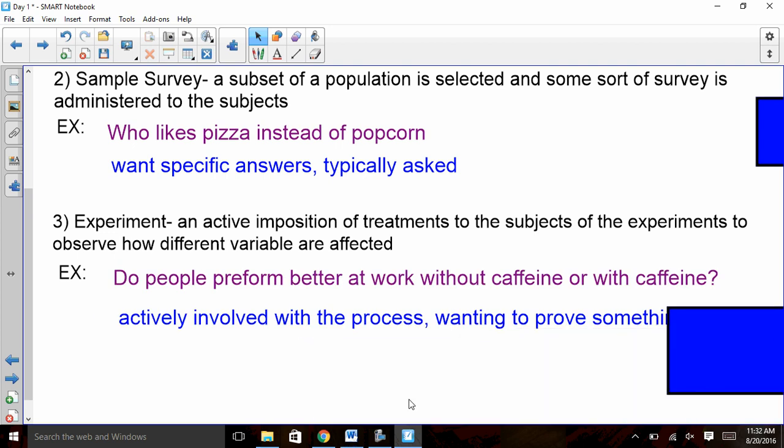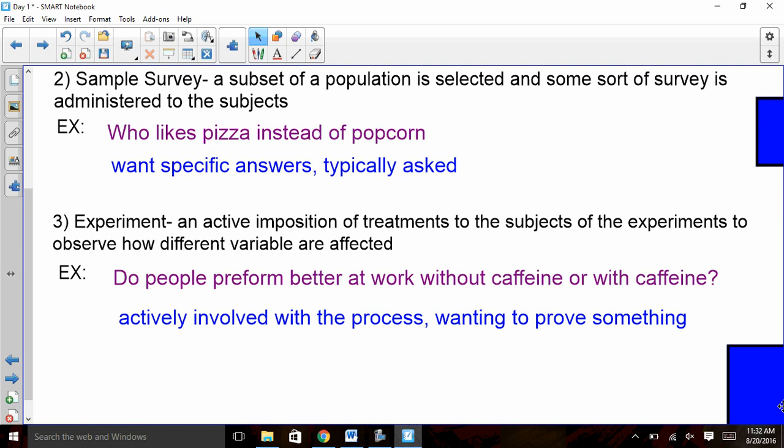And lastly, an experiment. That's where it's actively done. You're trying to determine some answers. So who works better with caffeine or without caffeine? Can you actually perform better at work with caffeine or without? So again, you're actively involved with the process, and you're wanting to prove something works over something else.